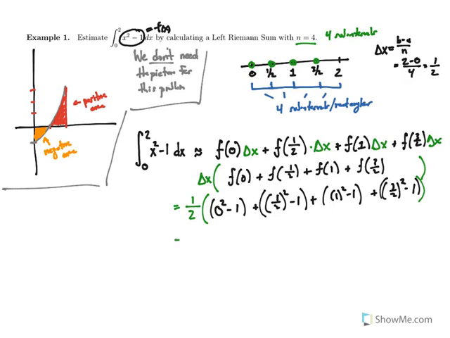So now simplifying, we have 1/2 times, here's a -1, plus 1/2 squared is 1/4. 1/4 minus 1 is -3/4. 1 squared minus 1 is 0. And 3/2 squared is 9/4. 9/4 minus 1 is going to be 5/4.